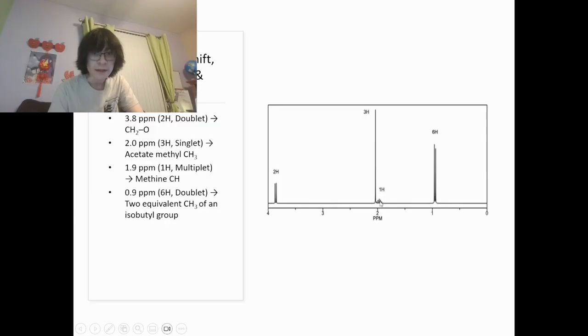And then this one right here, this little multiple peak, is a 1.9 ppm 1H multiplet, and that will be a methine CH. And as for this final one, we have 0.9 ppm, and that's 6H and a doublet. You can see there are two peaks sticking out here, and that is two equivalent CH3 of an isobutyl group.